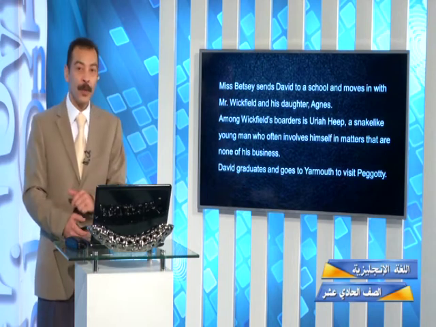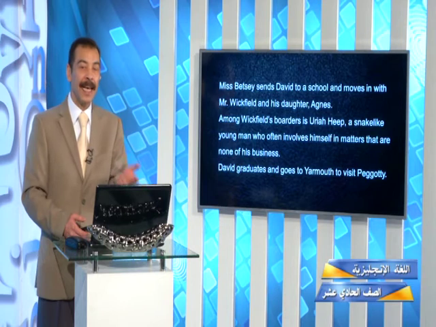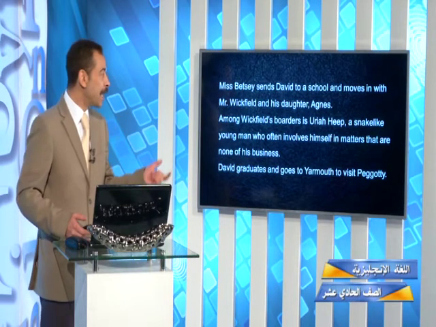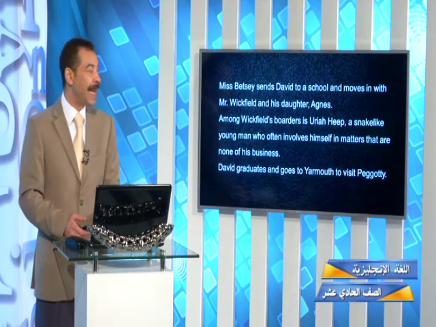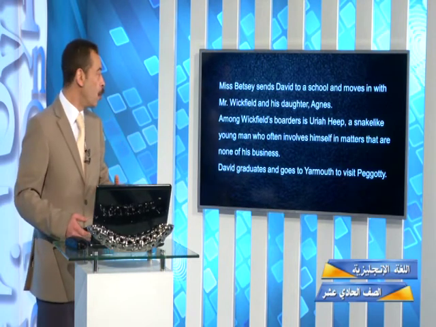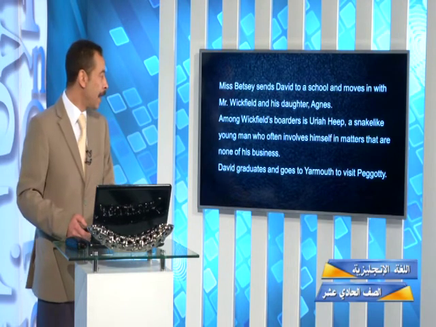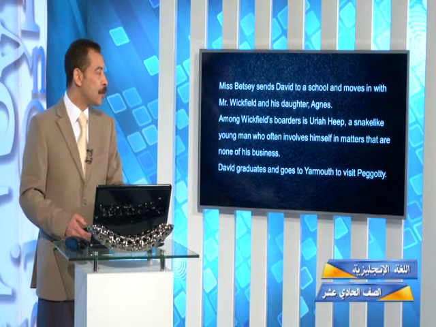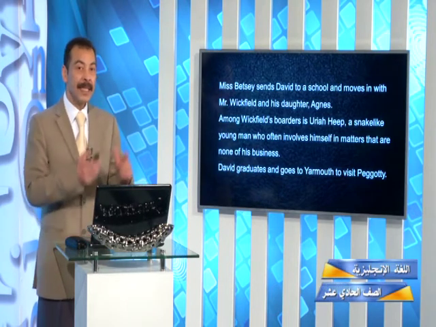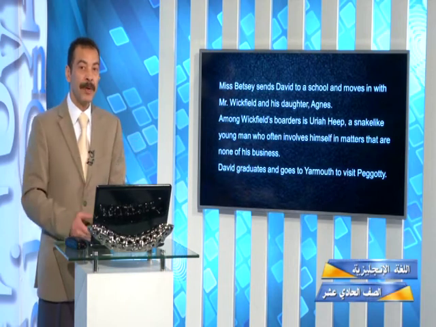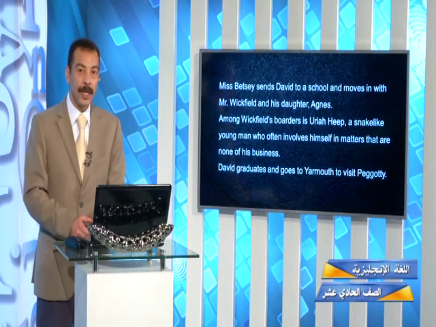In other terms, when we talk about protagonists and antagonists, or the villain and the good character, Uriah Heep is a bad person. And here he is described as snake-like, who interferes in things that are none of his business. David graduates and goes to Yarmouth to visit his nurse Peggotty. Now this was a short summary of the events that are mentioned in the 3 episodes in your story.